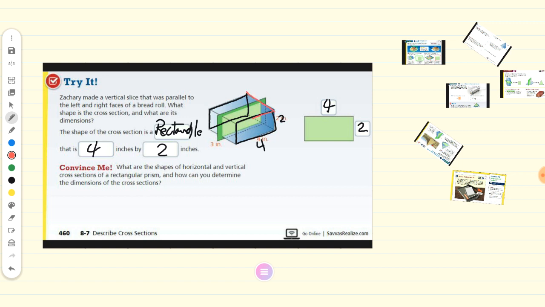If we slice it horizontally, you will find this shape. Its dimension is 4 and 3. Okay? So it's different between slicing it vertically and slicing it horizontally. It will give you, yes, 2 rectangles, but with different dimensions. Okay?